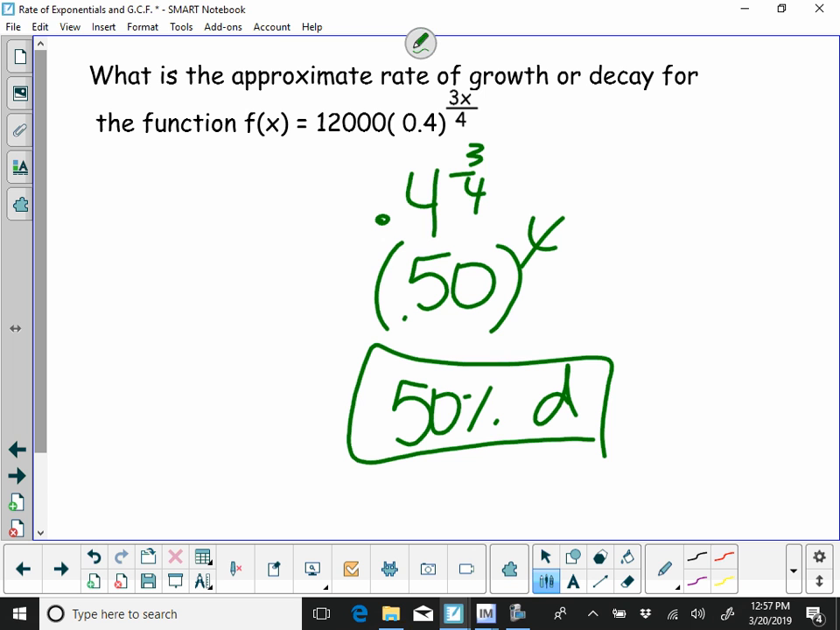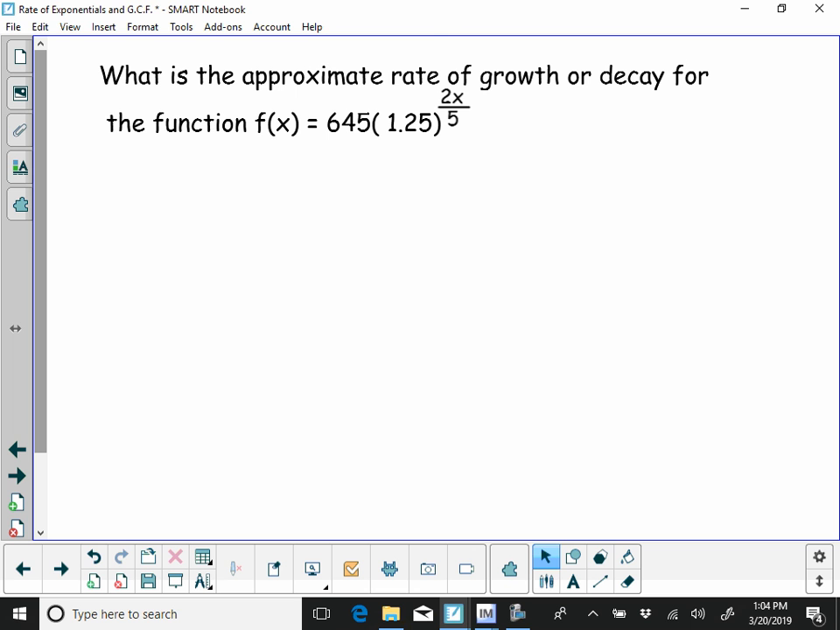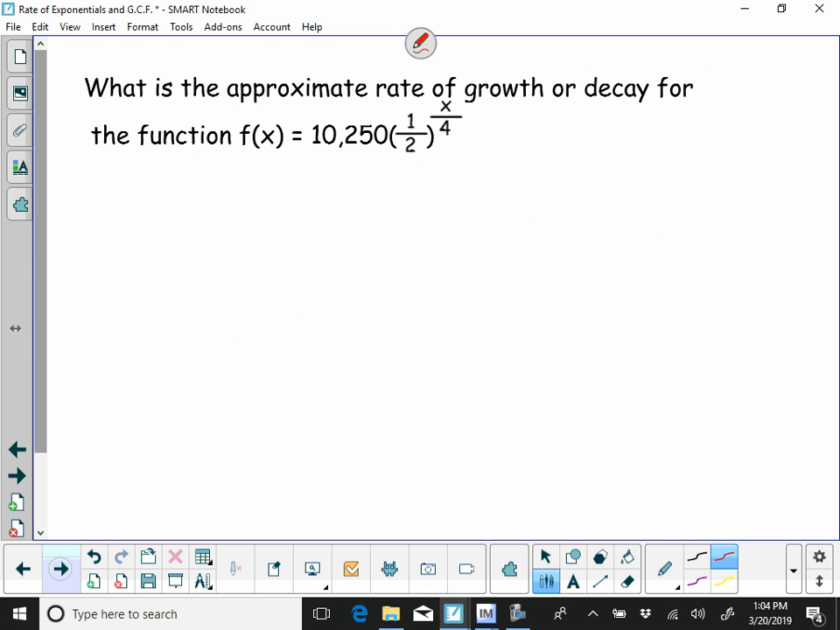Alright, so what you got? 3 more of those? Okay, knock those out real quick for me. Shouldn't take you long. 1.25 to the 2/5, what did that give you? 1.09? So that gave us what? 9% growth, okay? Alright, what about this one?